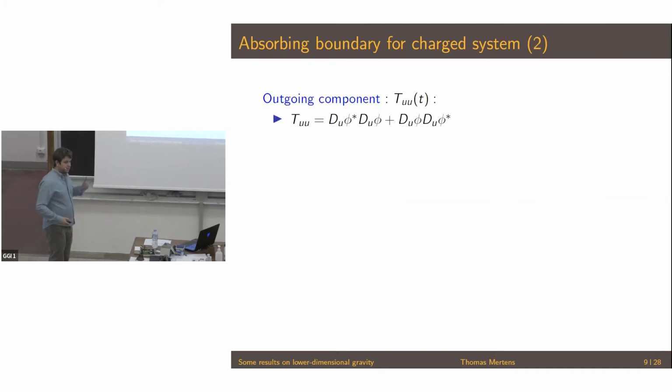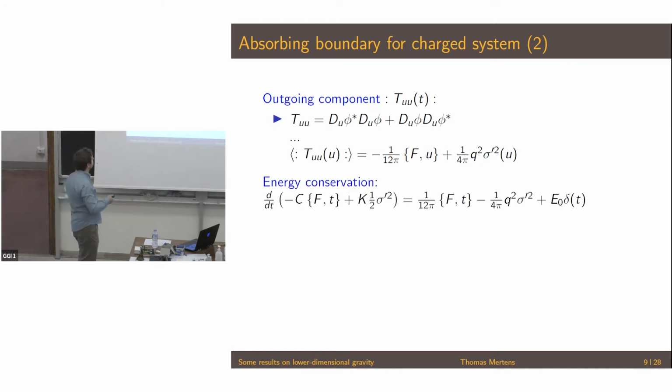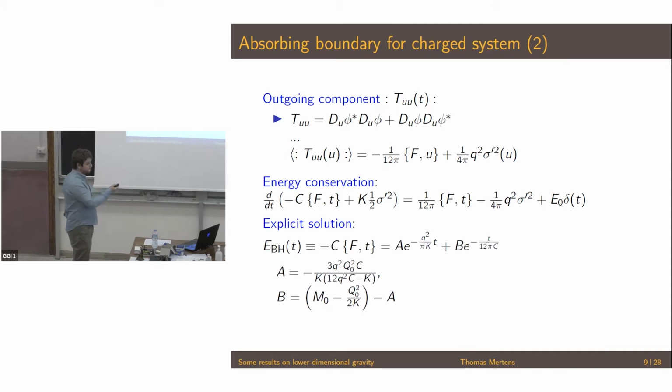Then we need to look at the energy conservation equation. So again, TUU, I write the expression like this. Again, for a massless charged scalar field, you go through the same analysis. You find that it has two terms in this case. One proportional to the Schwarzschild derivative and one proportional to sigma prime squared. We plug that in the energy conservation equation, which looks like that. And now we use that we already know what sigma prime of t is, because that was the total charge in our system. And then we find the explicit answer. So this is not very hard to do.